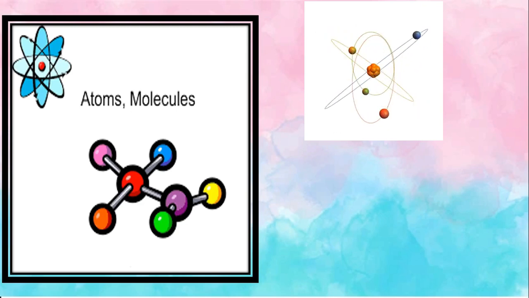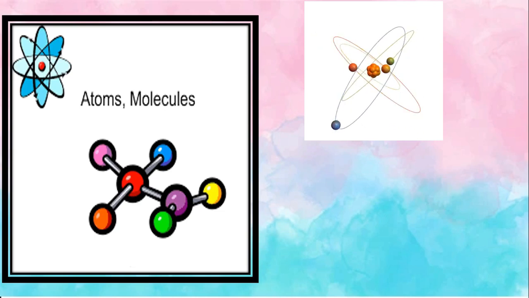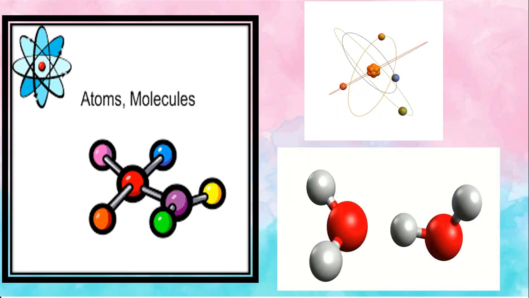Atoms are mostly found unstable when existing independently. They cannot be divided further into simpler form. Now look at this picture. What's going on?